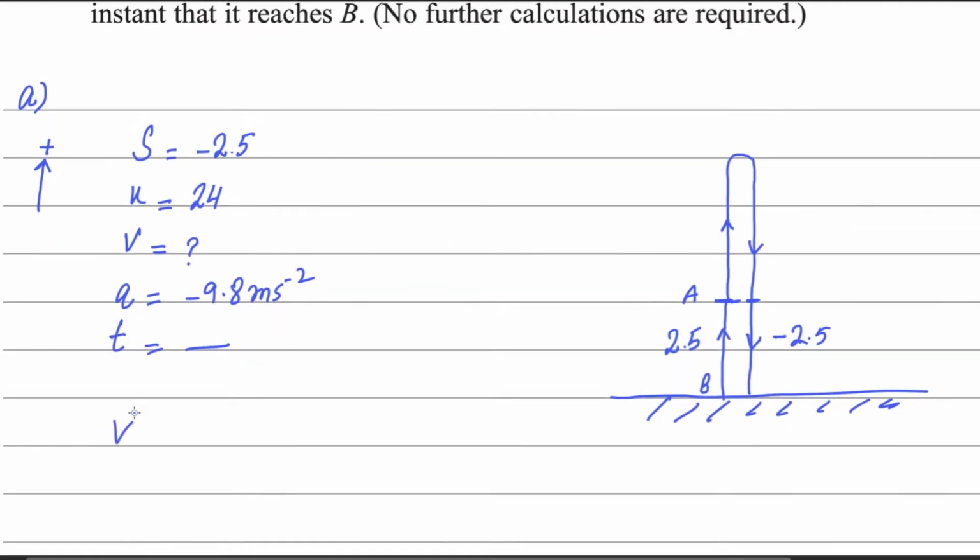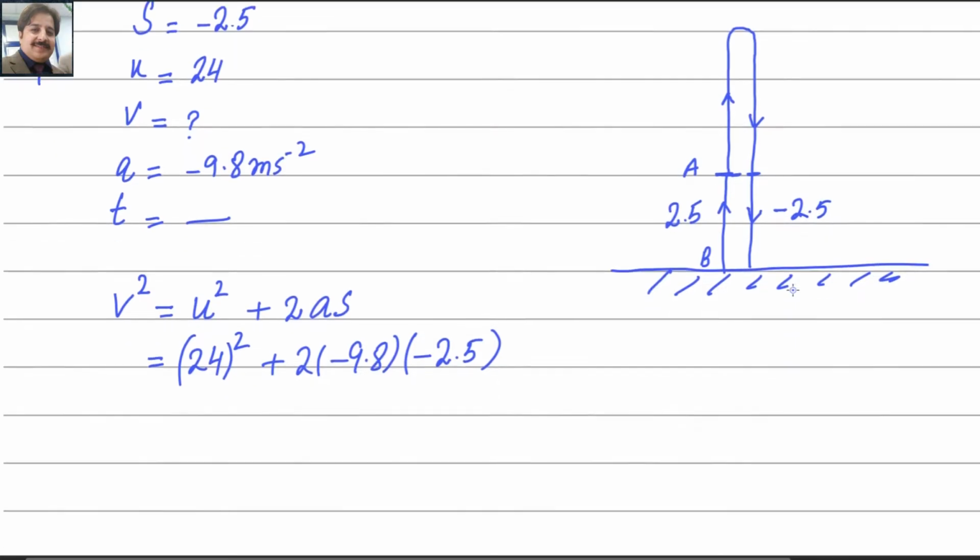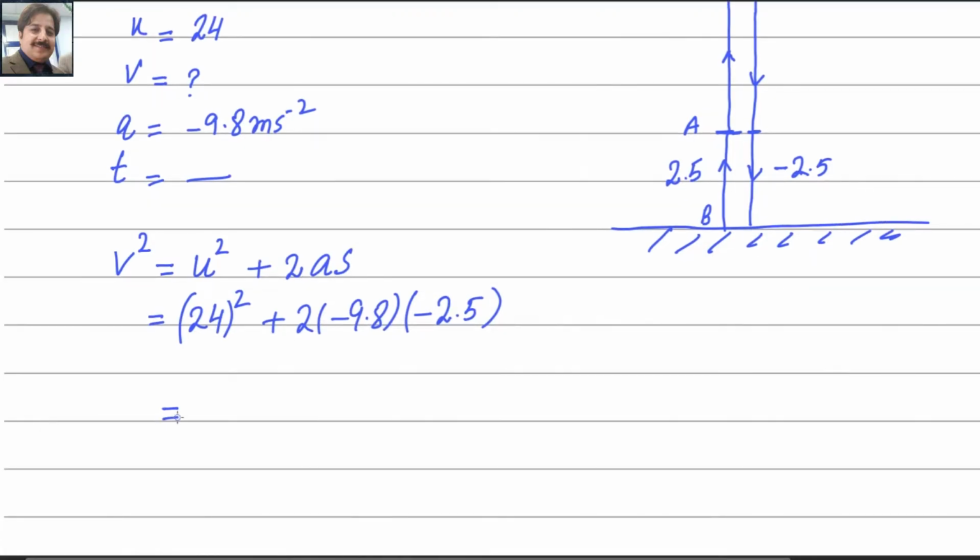So here we can use this equation, v squared equals u squared plus 2as. Now u is 24 squared plus 2a, where a is negative 9.8, and displacement s is negative 2.5. You should know why I am taking it negative. Here it is positive, so from here to here it will be negative. Solving using the calculator, we get the answer 625.